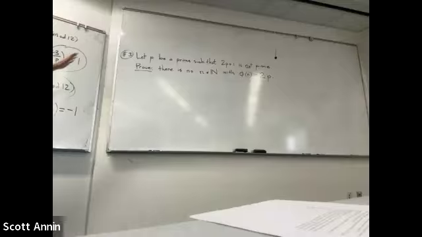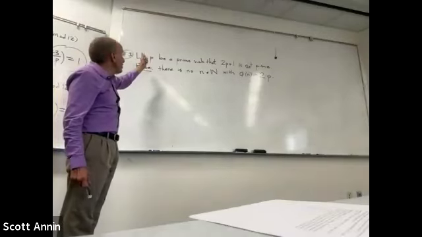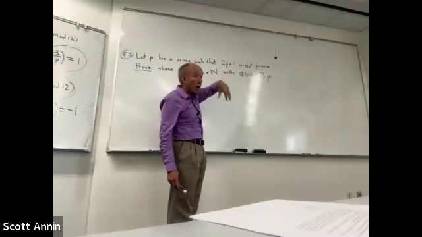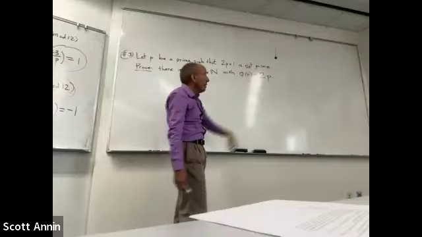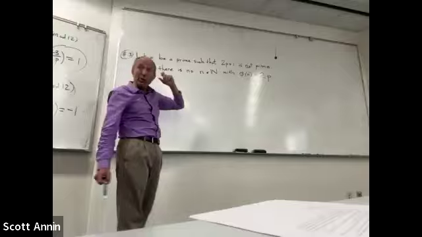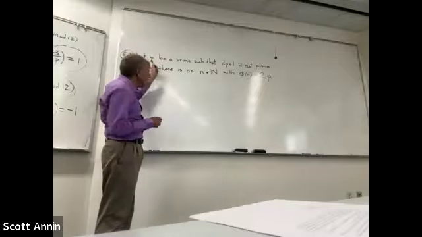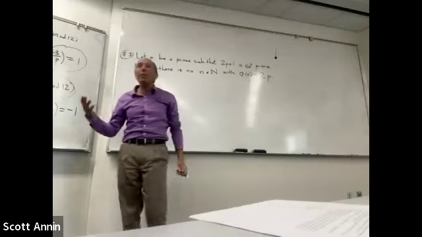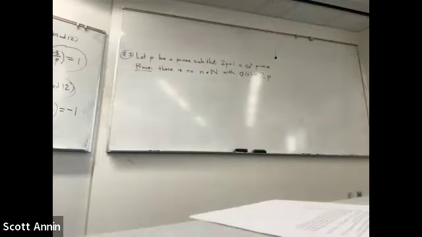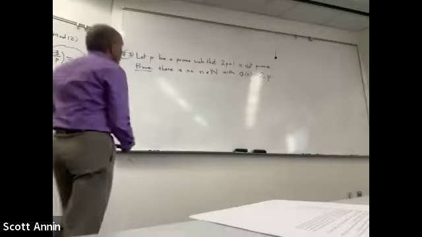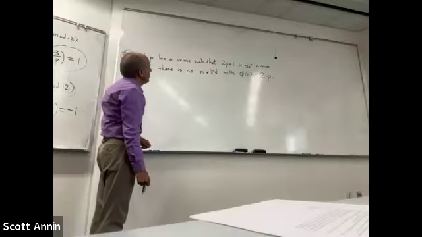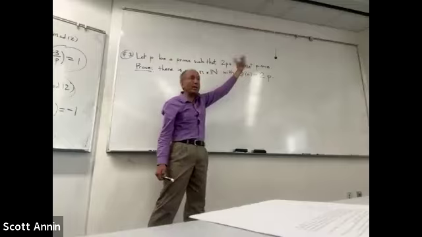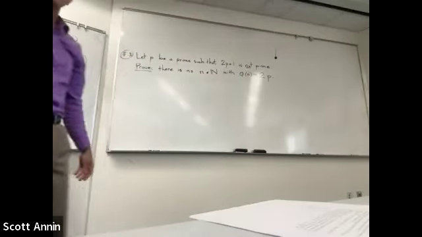So by the way, this would not apply to p equals 2, because if p is 2, then 2p plus 1 would be 5, which is prime. So p equals 2 is out. Actually, p equals 3 is also out, because if you plug in 3 for p, you get 7 for 2p plus 1, which is, again, a prime. So 2 is out, 3 is out. 5 is out, because 5 is a prime, but 11 is also a prime. So that doesn't work. The first prime that actually works is 7.